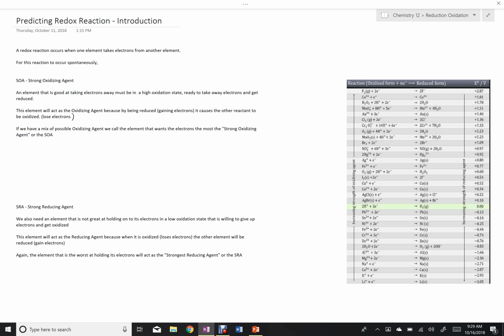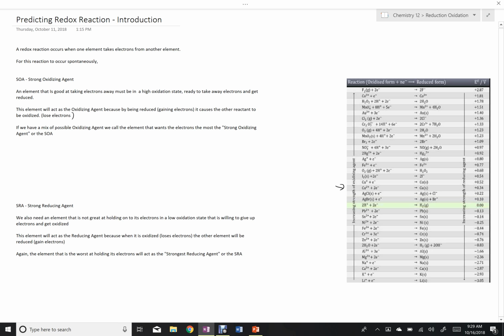So let's look at our chart here and identify a couple interesting elements. Let's look at copper, for example, and let's look at zinc. Why not? So to create a spontaneous reaction between these two things, copper is the better oxidizing agent. Copper's better at stealing electrons than zinc is. So copper needs to be in a high oxidation state, like Cu2+. How could we do that?